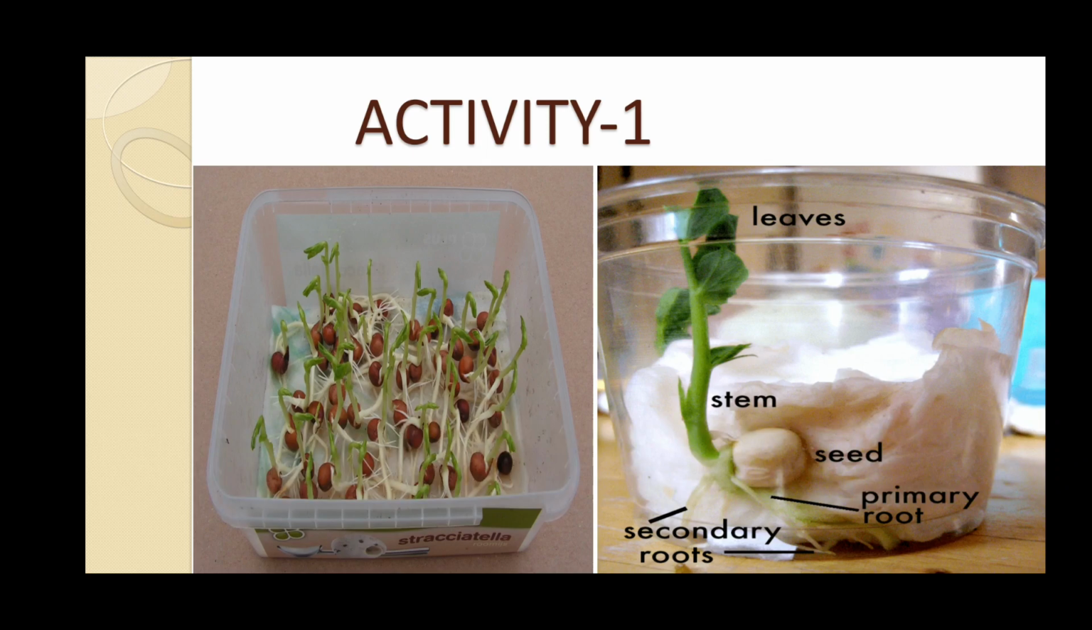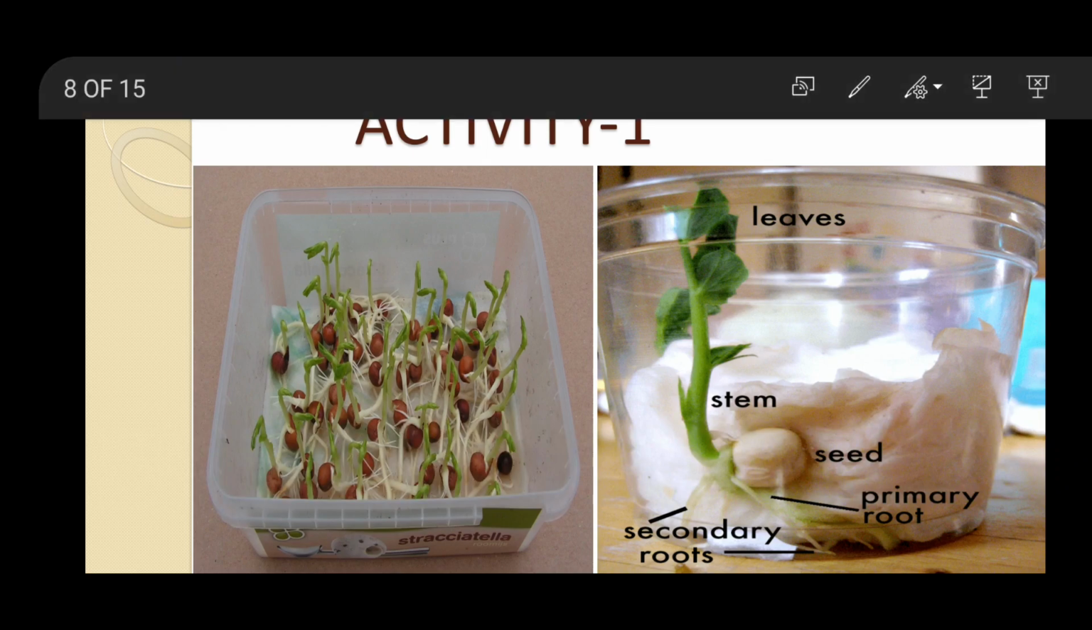Now, when we keep these seedlings, you will observe the growth of the roots as well as of the shoots. Roots will grow in the downward direction, whereas the shoots will grow in the upward direction. Now, you have to turn a few seedlings in such a way that their roots face upward and shoots face downward.